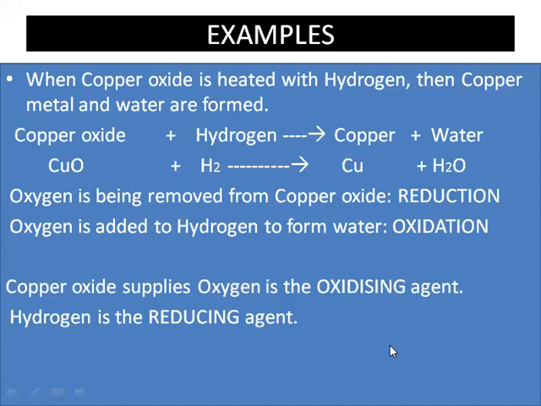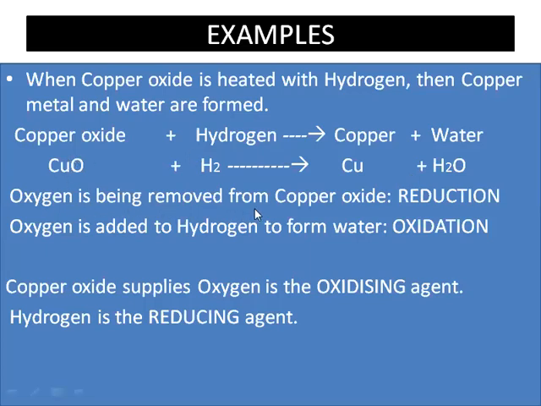A few examples. Number one, when copper oxide is heated with hydrogen, then copper metal and water are formed. The word equation is copper oxide plus hydrogen gives, represented by an arrow, copper and water molecule. The formula equation is CuO + H2 → Cu + H2O. If we see the formula equation, each and every element has an equal number of atoms on the reactant and product side. Hence, this is a balanced chemical equation.